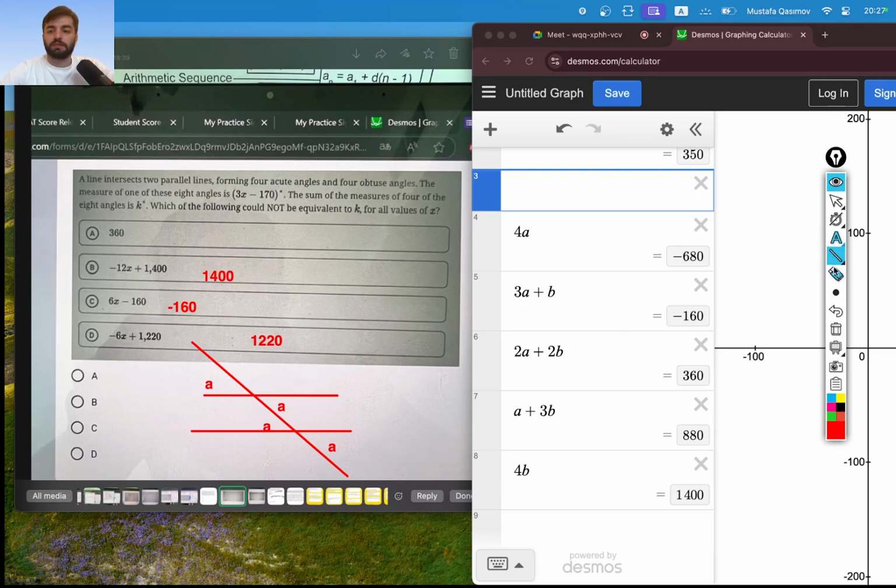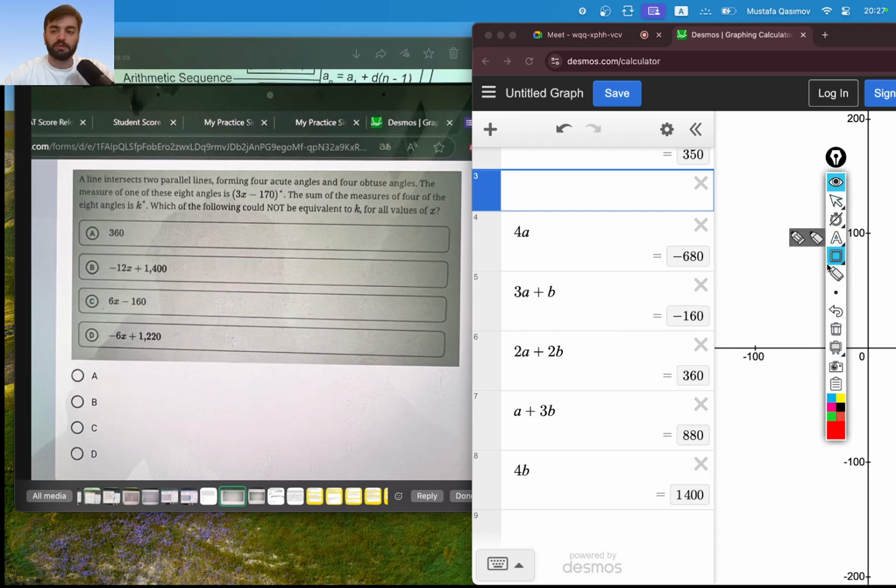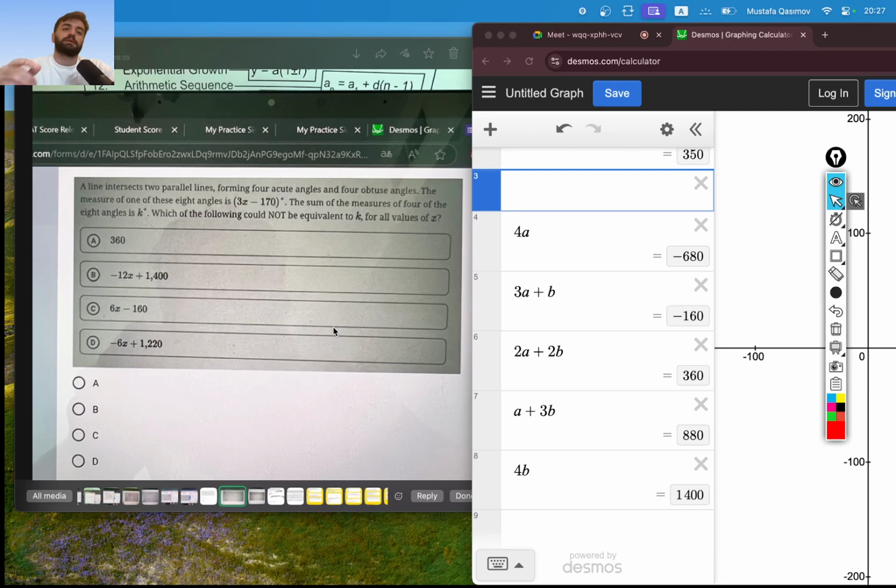Okay, so let's look here. You can see we have 360 here, right? We have 1400 here, so it's also correct. Negative 160 here, but we don't have 1220, so it is the answer. Did you understand? Yes. It was asked only once in an exam, so you may see this question in June or August, maybe in the next exams. Okay, any question?